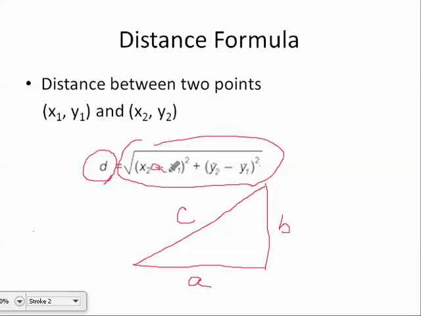Okay? A squared, b squared. Well, it's just the difference in the x values and the difference in the y values. No big deal.